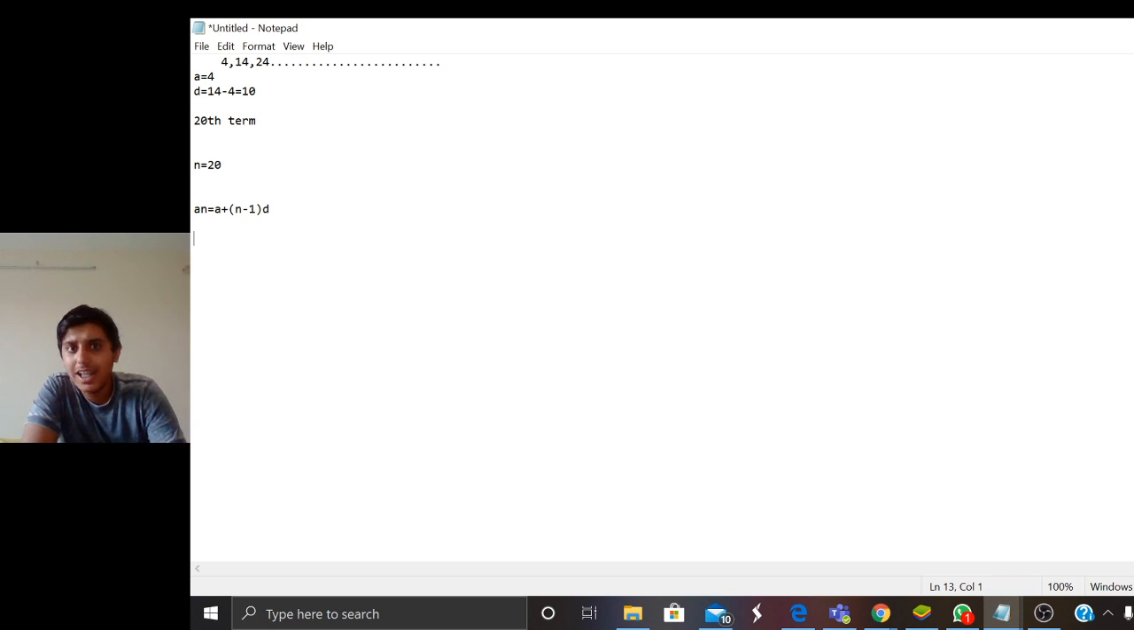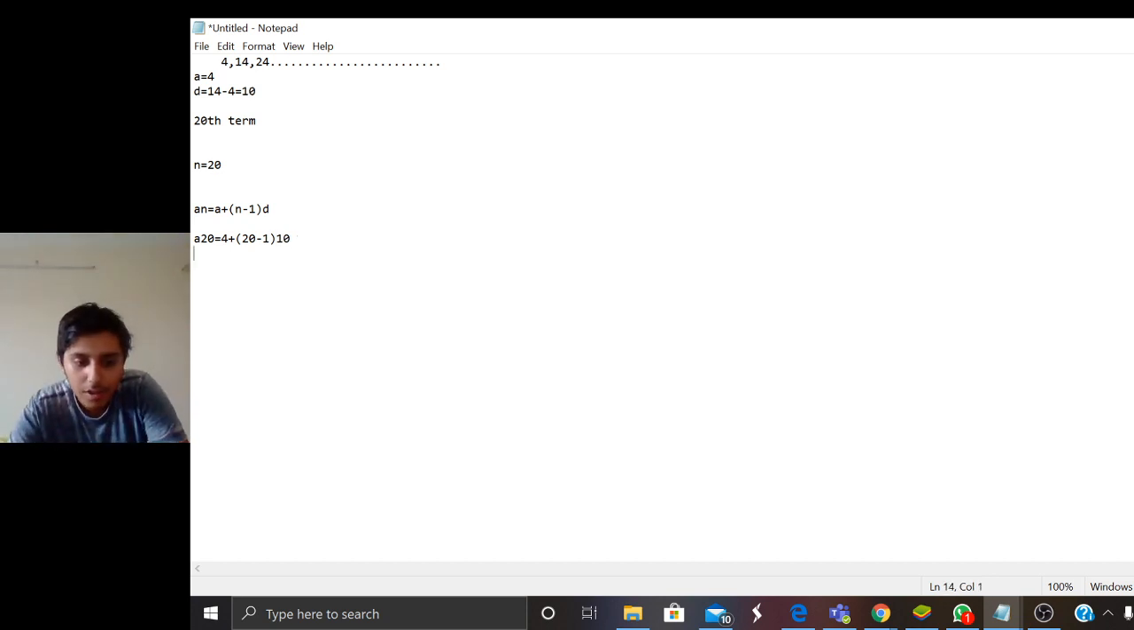Okay, so we need to find the an, right? So we write a20 because n is 20 in this case, equal to what do we have as a? We got the a as 4. Substitute 4 in this equation. 4 plus n minus 1. 20 minus 1, that would give us 19, right? Into d, and we got the d as 10. Substitute the value of d.